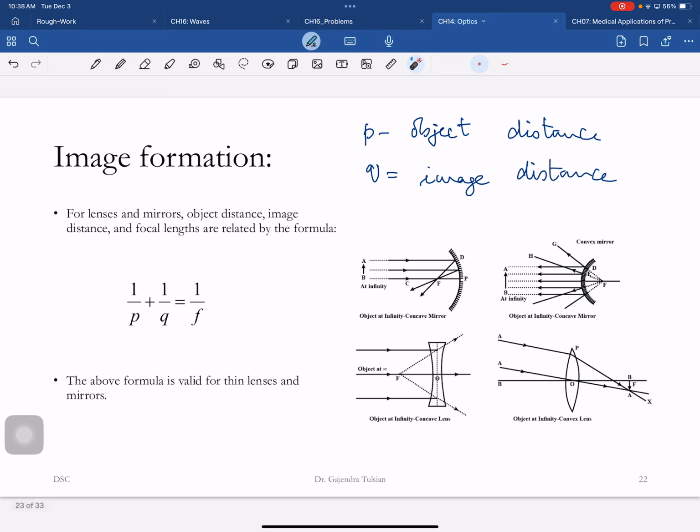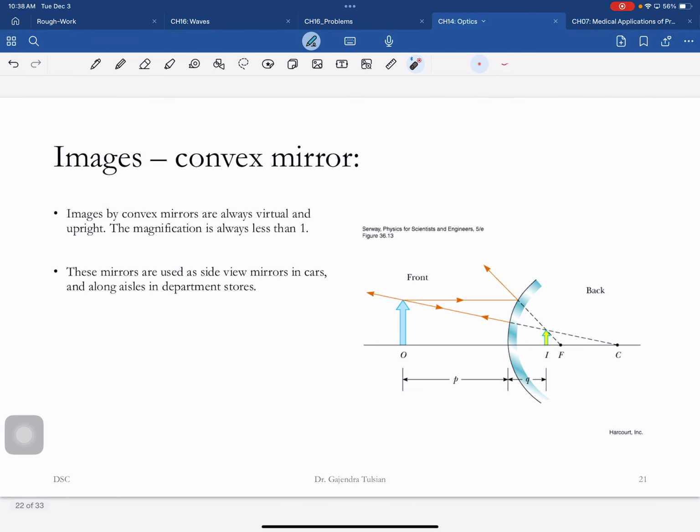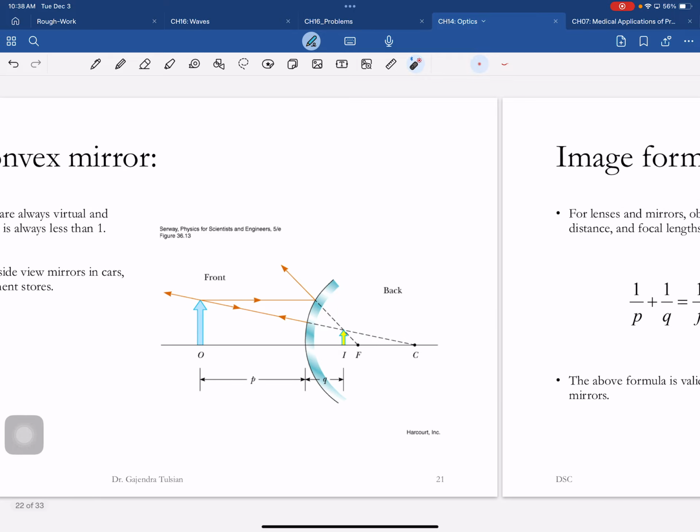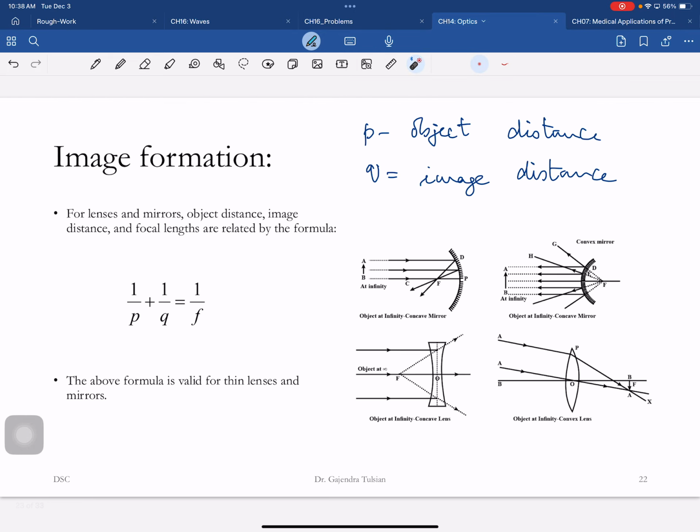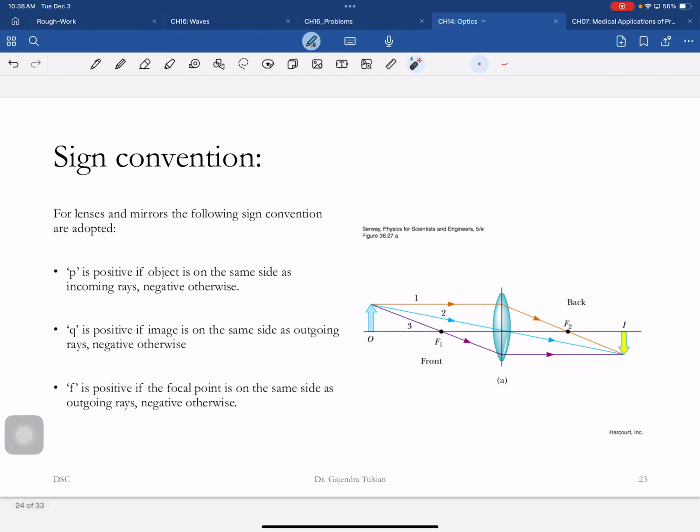So here's a situation. Here are the outgoing rays and the image is on the opposite side. And Q will be negative there. So Q is negative generally for virtual images. Again, you won't have to worry about all of that. You just need to be aware that Q can be positive or negative, and these rules tell you when it'll be positive and when it'll be negative. Q is positive if the image is on the same side as the outgoing rays, negative otherwise.